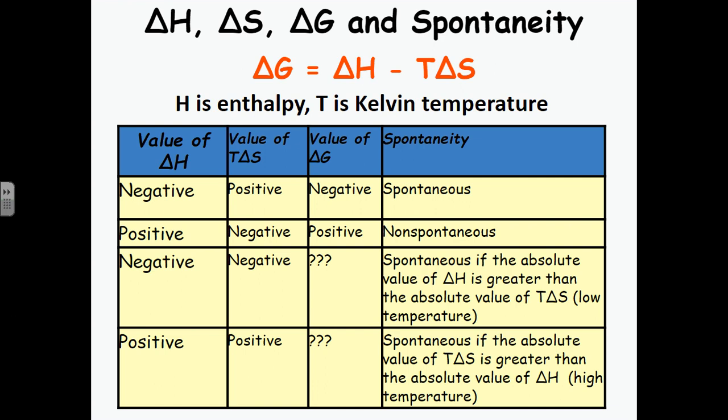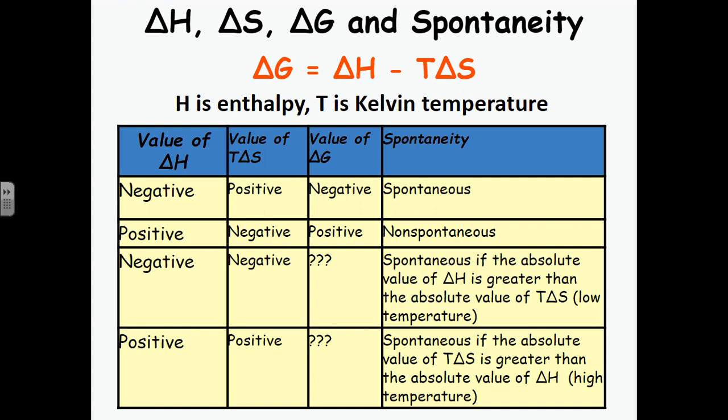So if we look at the opposite, and you have a scenario where you have a value of delta H that is positive. Let's say you have an endothermic reaction, and then you have your T delta S value, which is negative. Well, we're not including the minus sign, so it's almost like adding two positive numbers together, which yields a positive value of delta G and therefore non-spontaneous.